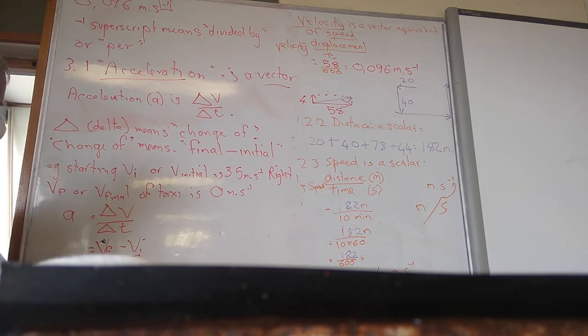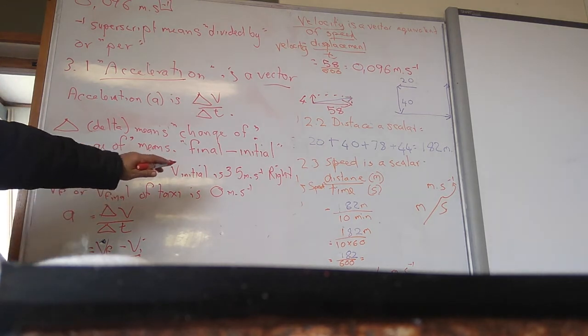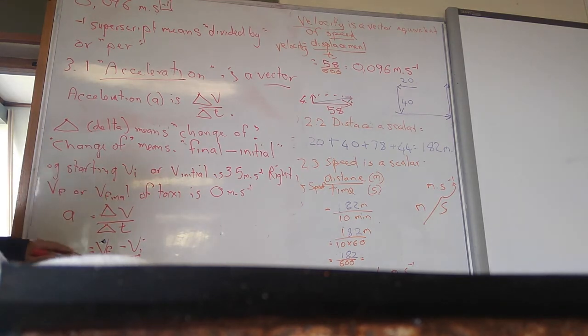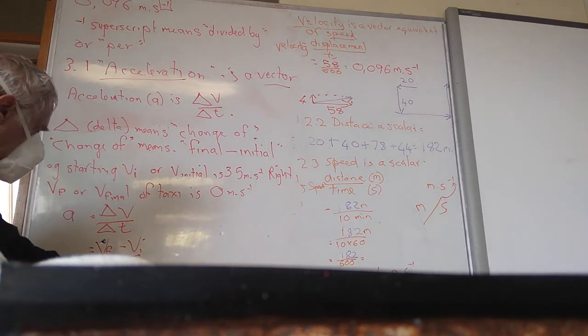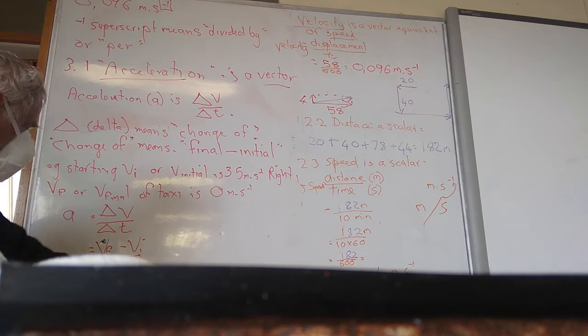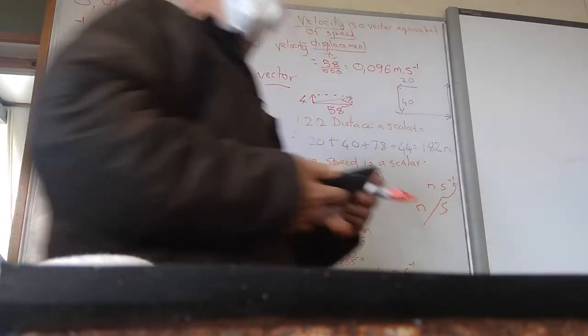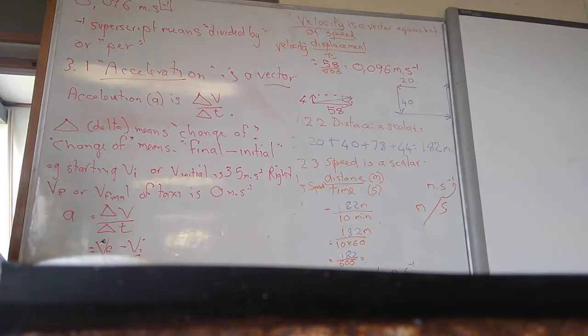What is the taxi traffic? 35. Minus 35 over 2. And so what was the acceleration in this problem? About 17 and a half. Equals minus 17,5.